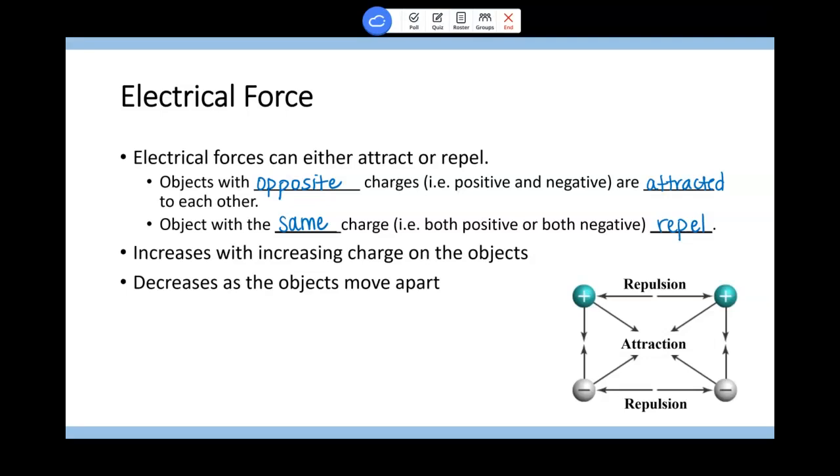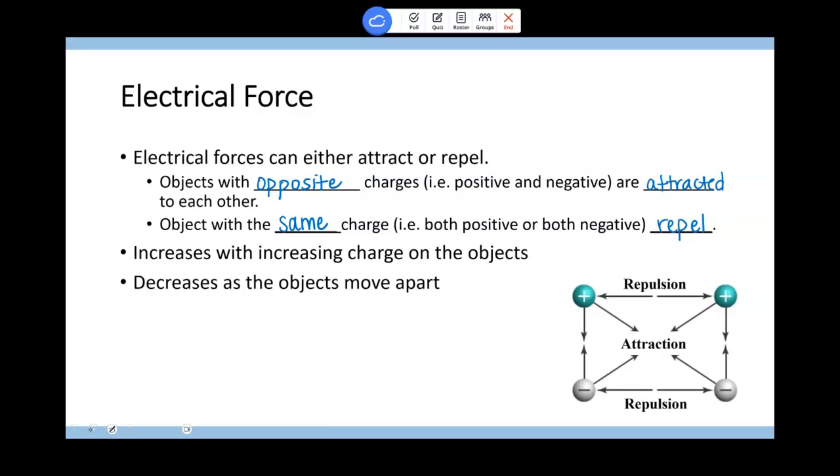So this image here shows we have two positively charged particles. They have a force of repulsion between them. We have two negatively charged particles, force of repulsion between them. But between any positive and negative, they are attracted to each other. So this force of attraction across different charges. If the magnitude of the charge is greater, then the force of attraction increases, or the force of repulsion increases. And then as these particles move further and further apart, that force decreases as they move closer together, it increases.